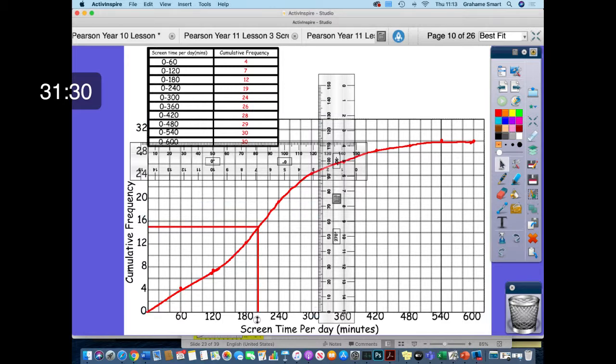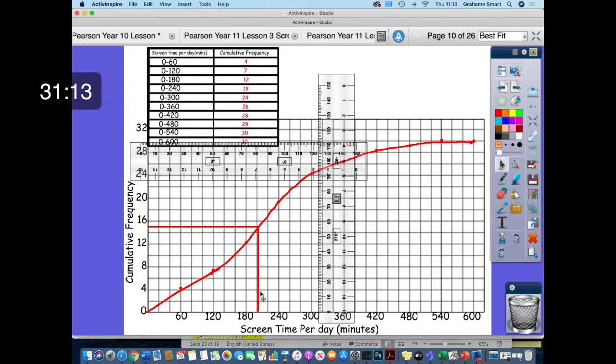I've gone along at the halfway point, which is 15, to where it meets the curve, and then I've drawn a line straight down. And I then read off my screen time here at 180. This is going up in 20s, 200, 220. So it'll be 200 minutes will be the estimate for my median.